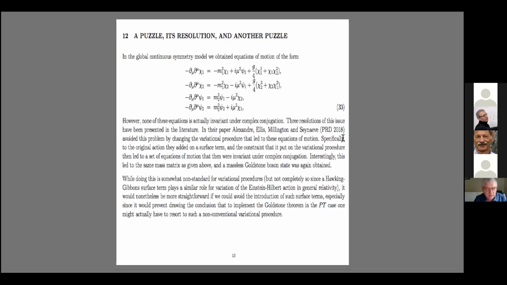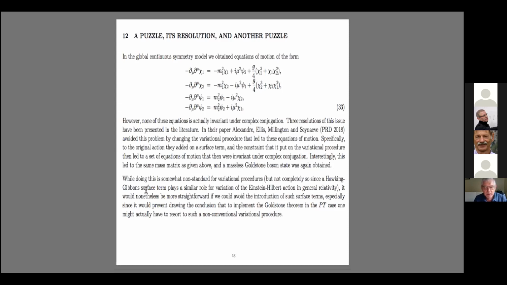Now, how do you change the variational procedure? Well, the only way to do it is to add a surface term to the original action, which will then constrain the fluctuations in the fields at the surface. And when they did that, they got a set of equations that were invariant under complex conjugation. And they got the same mass matrix as the one I've just given you, and the Goldstone boson state was still obtained.